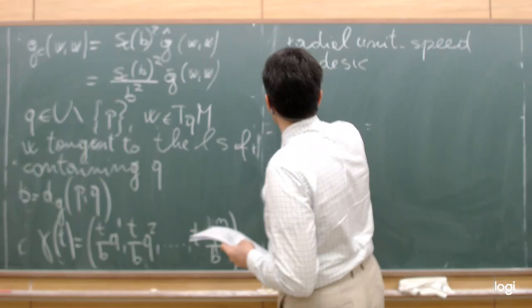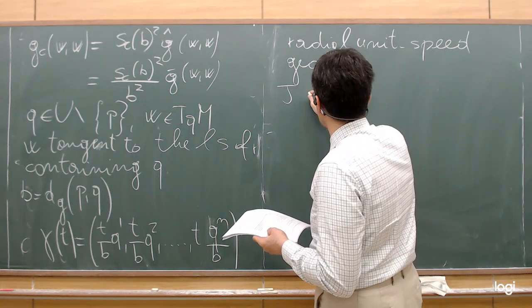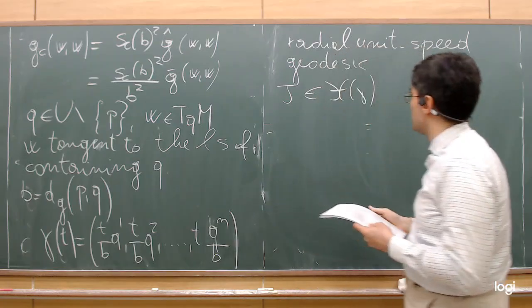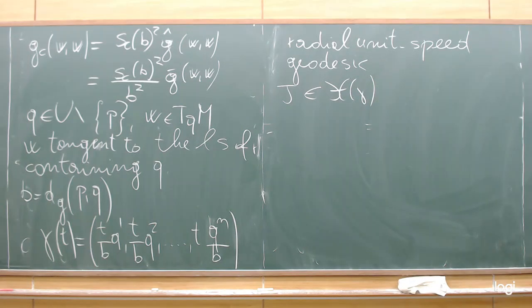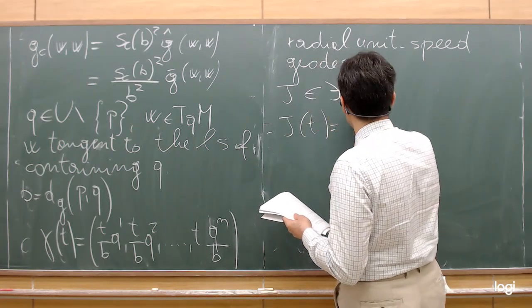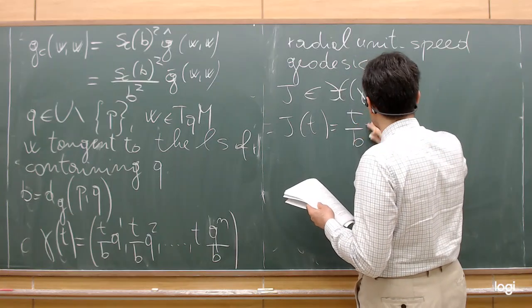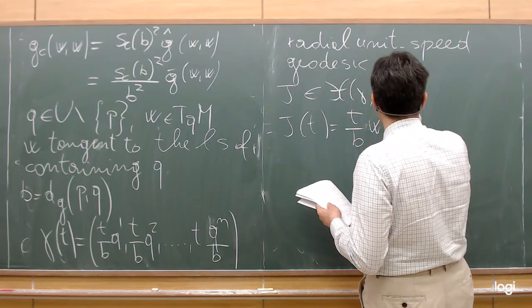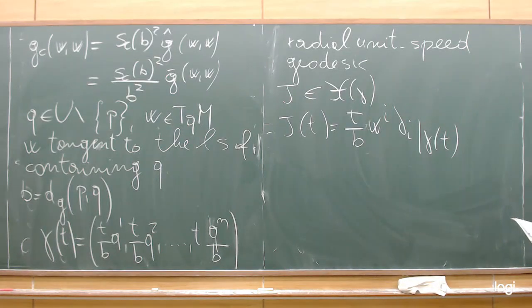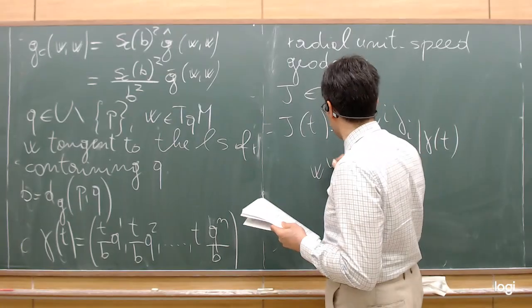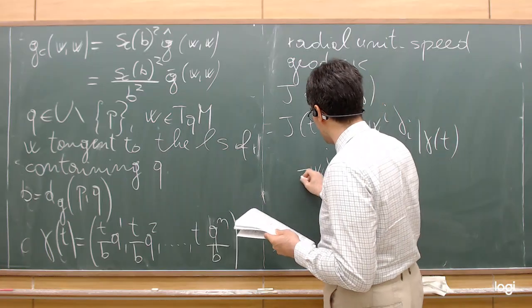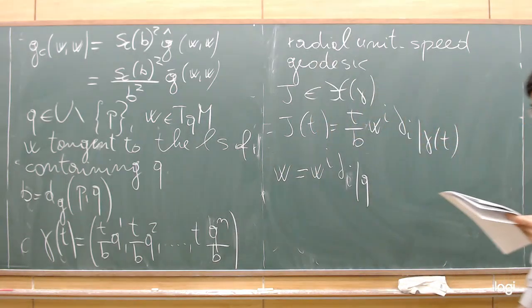Now let's suppose that J is an element of the space of fields along gamma given by the formula J(t) = (t/b) W_i ∂_i restricted to gamma(t), where W_i ∂_i at Q is the representation of W.